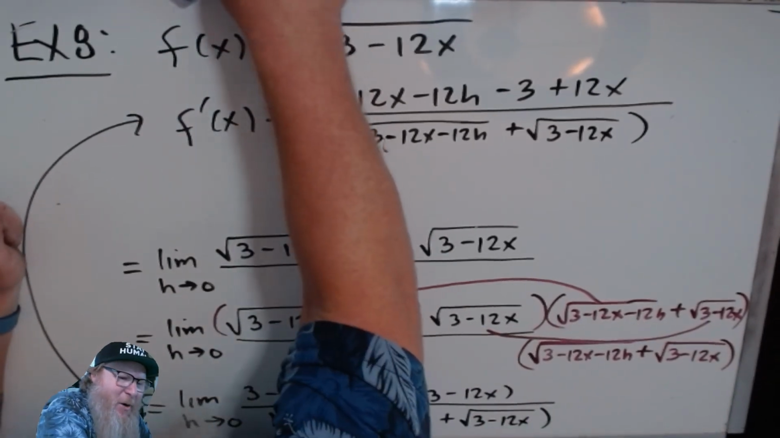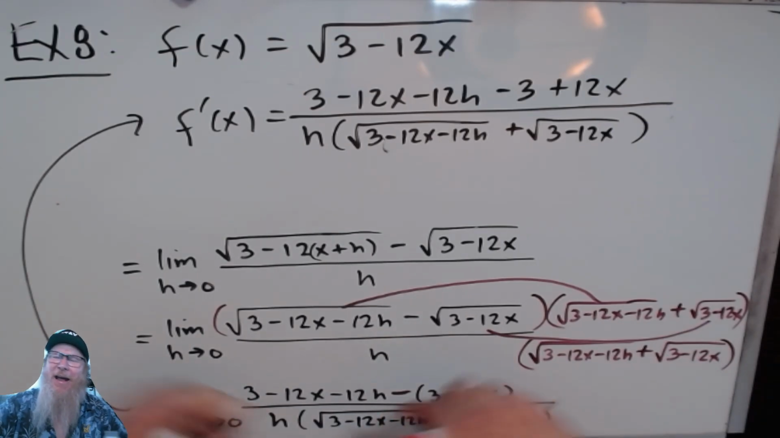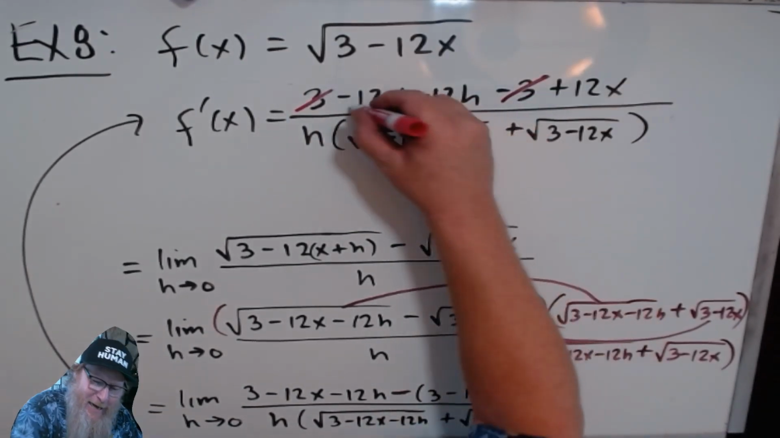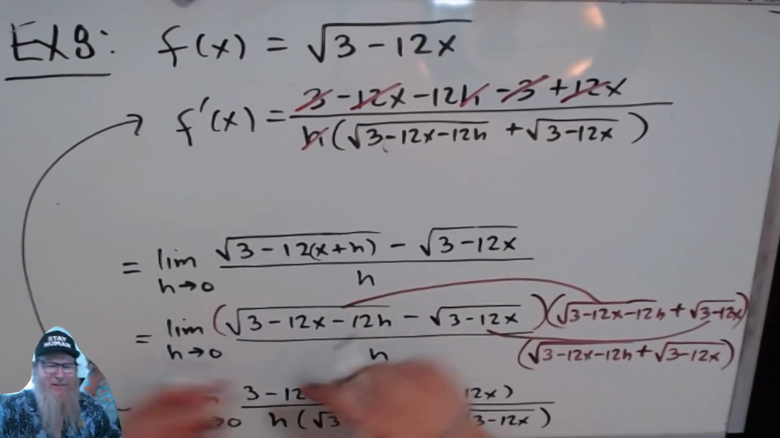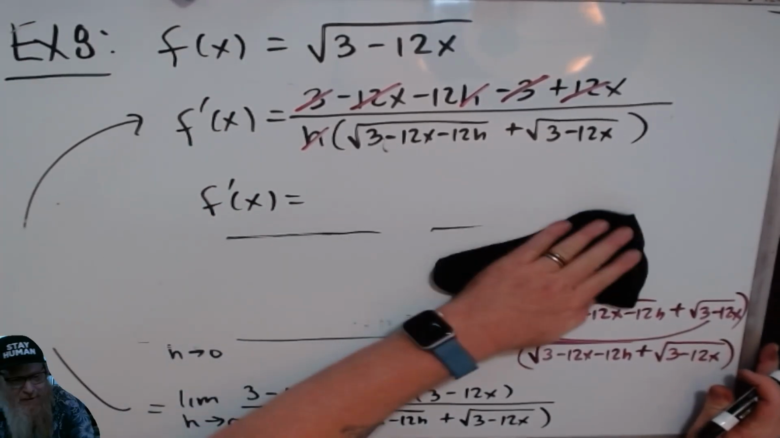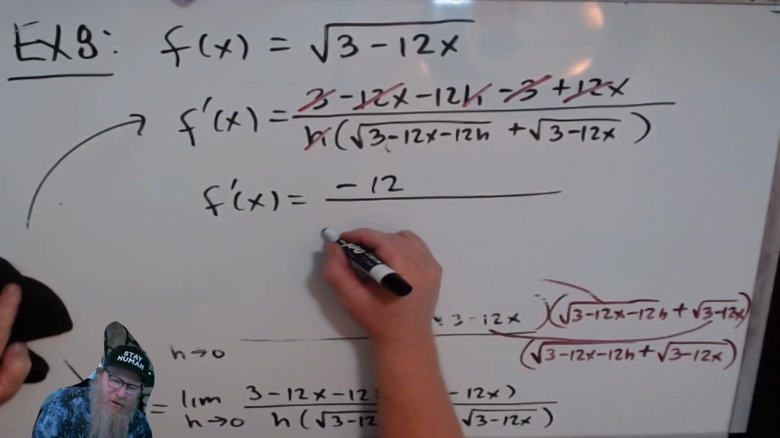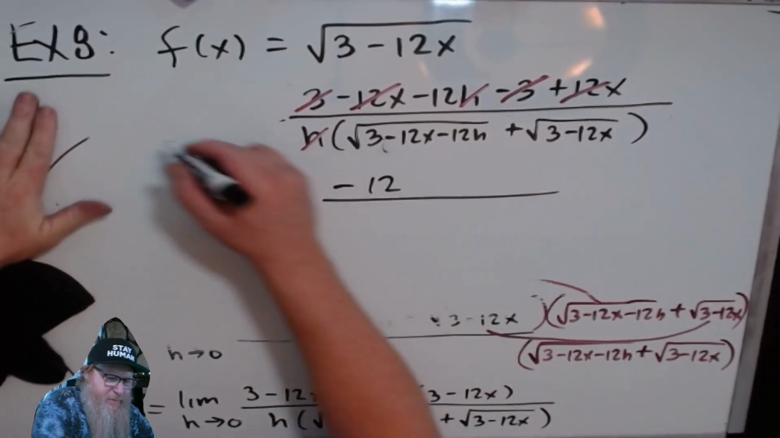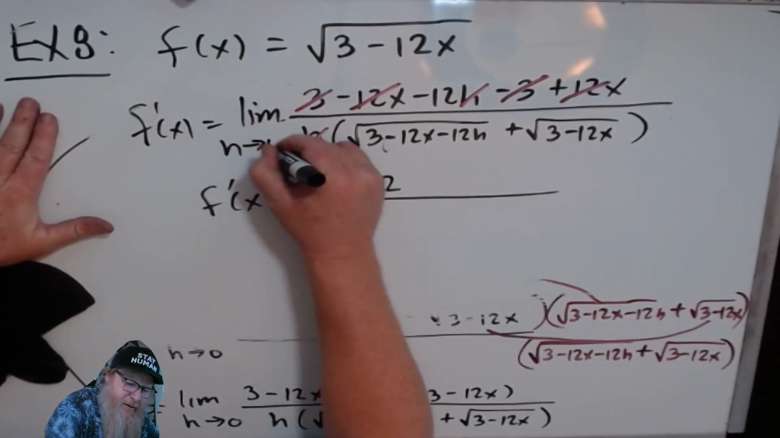And this is my favorite part. It's one of the reasons why I had to squeeze this in before I hit the hour-and-a-half mark, which I'm almost to. Cancel the 3's, cancel the 12x's, and cancel the h's. And so this is your final derivative. Your derivative is negative 12 over... Now remember, the limit, I forgot to say limit. Guilty of forgetting my limits.